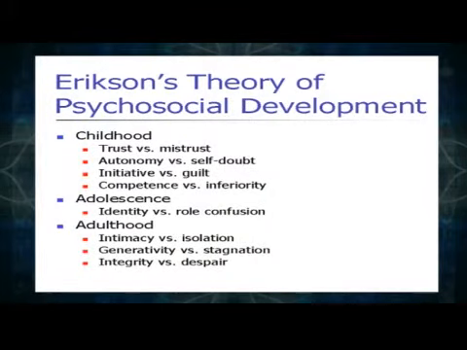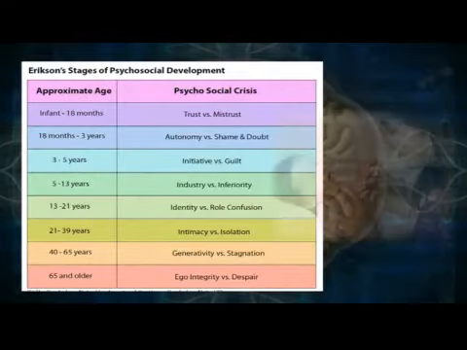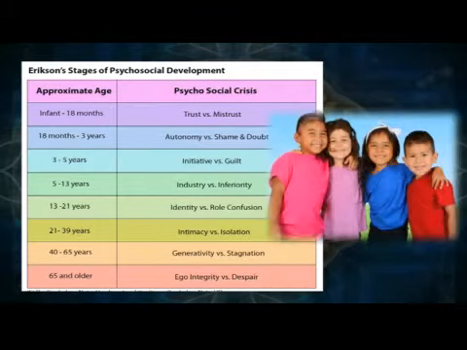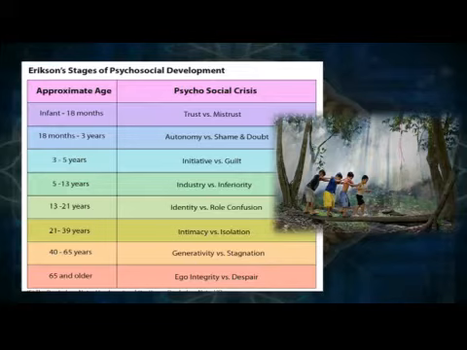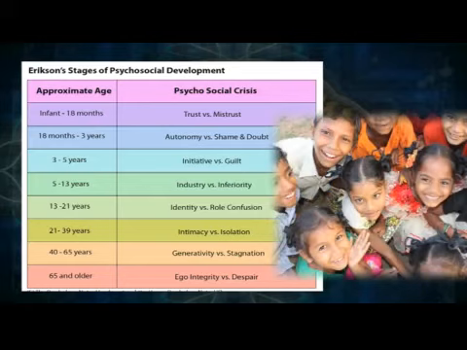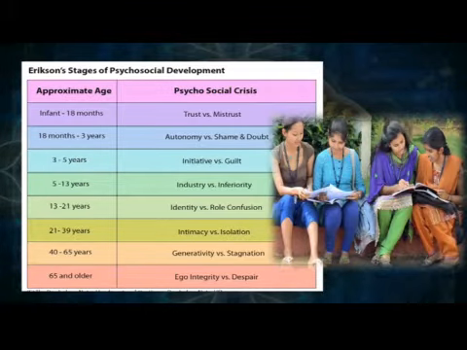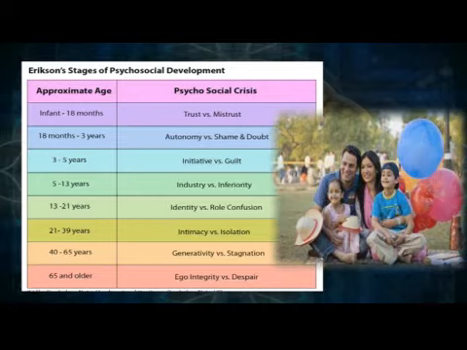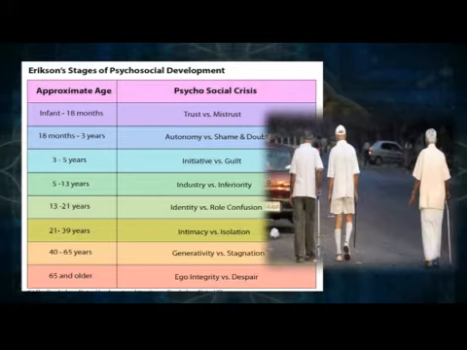Trust versus mistrust during infancy, autonomy versus shame and doubt during early childhood, initiative versus guilt during play age, industry versus inferiority during school age, identity versus role confusion during adolescence, intimacy versus isolation during young adulthood, generativity versus stagnation during adulthood, integrity versus despair occurs in old age.